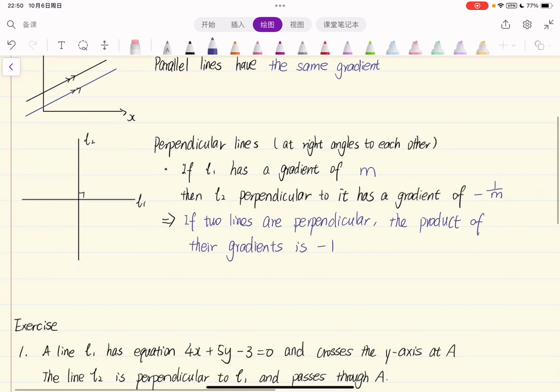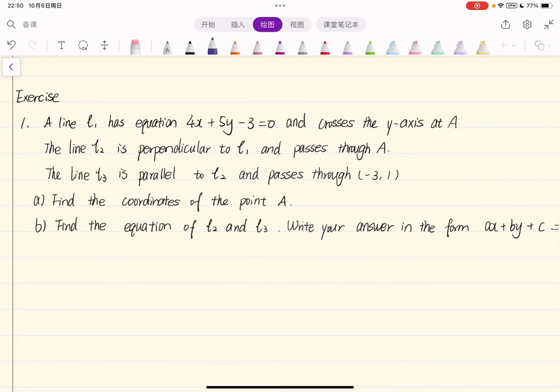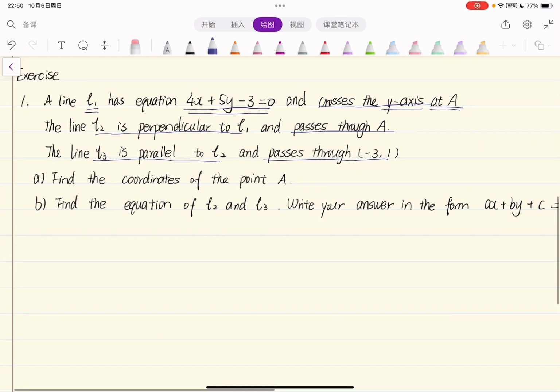Now let's see an example question. Line L1 has equation 4x plus 5y minus 3 equals 0 and crosses the y-axis at A. L2 is perpendicular to L1 and passes through A. L3 is parallel to L2 and passes through (-3, 1). Part A asks you to find the coordinates of the point A. So how do we find point A?